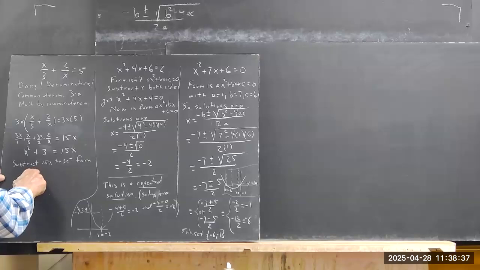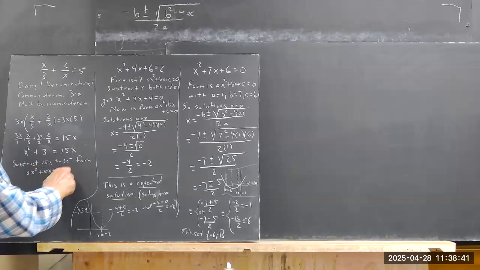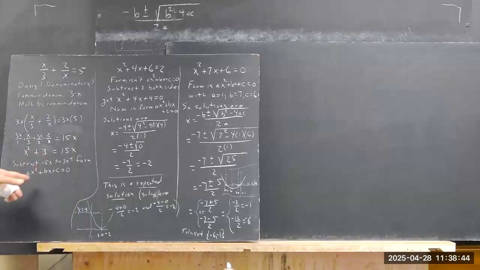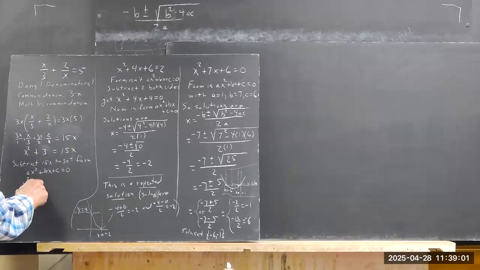Run out of room here, but we subtract 15x to get the form ax squared plus bx plus c equals 0. And of course, I mean subtract it from both sides, because if you subtract something from one side, you've got to subtract it from the other, or you destroy the equation. Okay, so we have x squared minus 15x plus 3 equals 0.